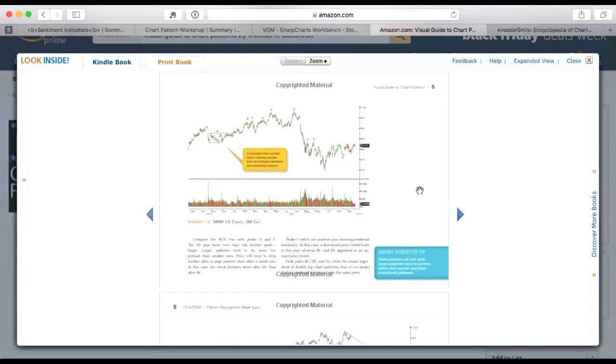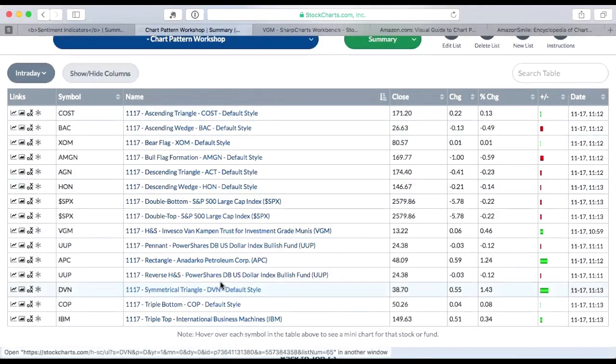And what I think I'm going to do is a chart pattern of the week in the Decision Point blog. So I'll go into more detail about each of the chart patterns. And, well, you saw my list of chart patterns here. I think that'll keep us busy for quite a few weeks in the Decision Point blog.